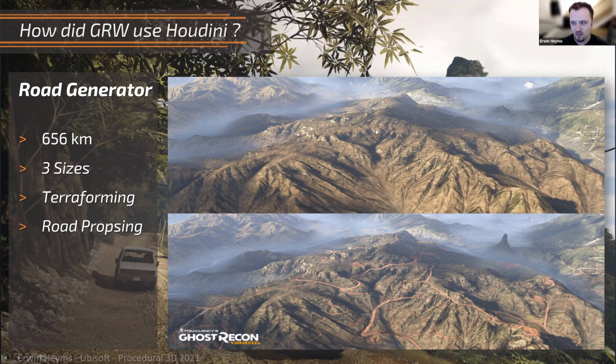So up top we have our base terrain, and then this is what you would get if you drop the roads on it after the tool is done.